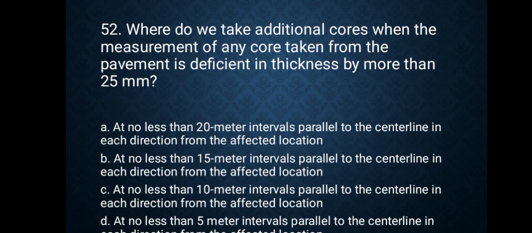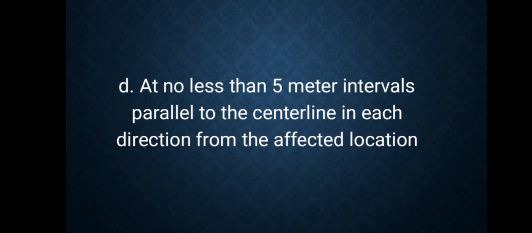Where do we take additional cores when the measurement of any core taken from the pavement is deficient in thickness by more than 25 mm? You have chosen from the choices again. I will not read them here because they are a bit long. So, the answer of that is D.